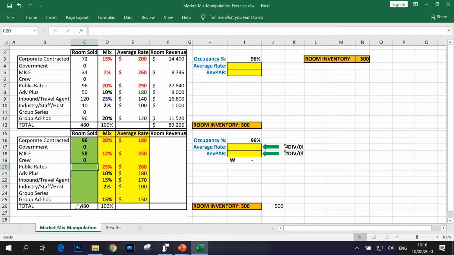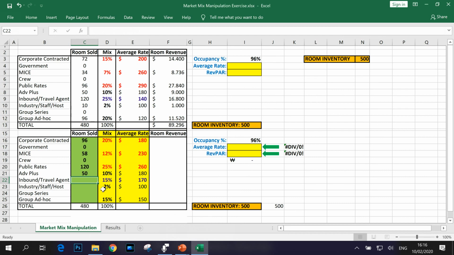And public rate, we are decreasing the average rate quite dramatically. It used to be 290 US dollar for the average rate of the public rate segment. Now we are lowering the price to 260. Hopefully this pricing strategy will give us 25% of the total business coming from public rates. Room nights equals 25% times 480. Advantage Plus, no change with the rate, no change with the market mix, it will be the same, so 50.